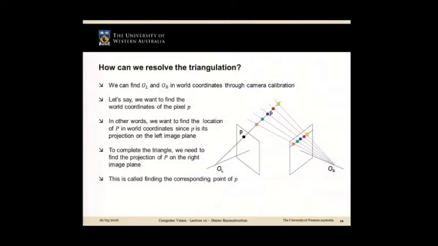Okay, so given the optical centers of your cameras, you already know the optical centers. You have left camera, you have right camera. You already know your intrinsic and extrinsic parameters. Given those optical centers in world coordinates, so camera calibration, let's say we want to find the world coordinate at pixel P. So you already know you have a projection here, and you have projection of all these points here on a line, right? So instead of searching the whole image, you have reduced your search to a line only.